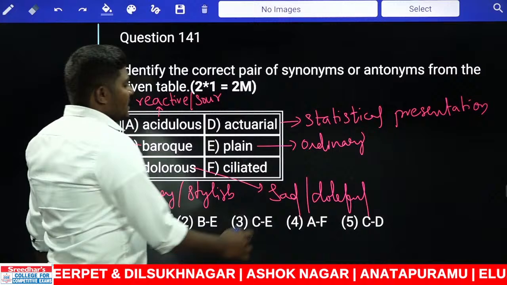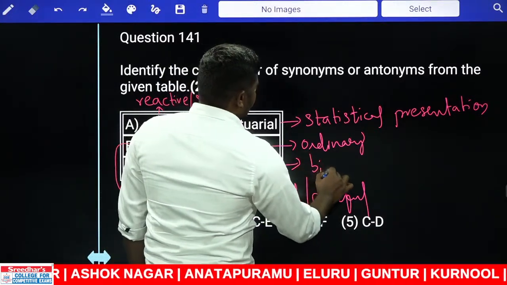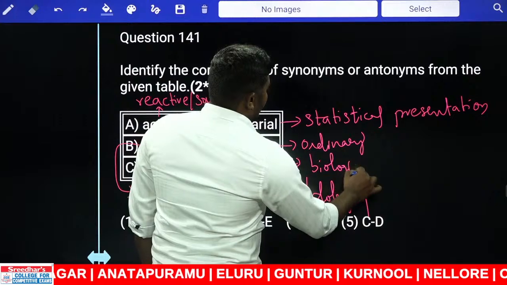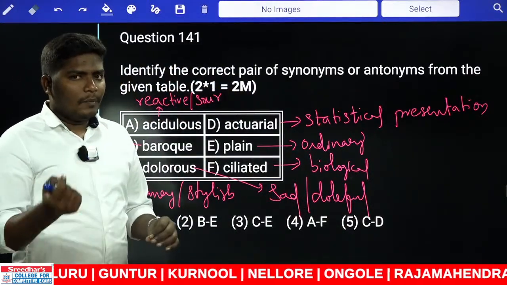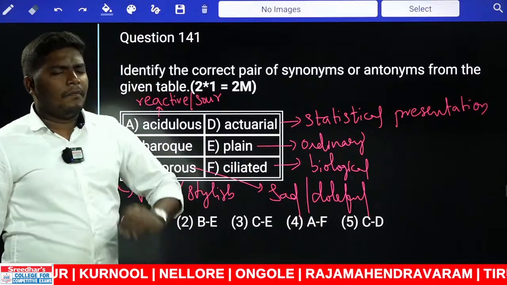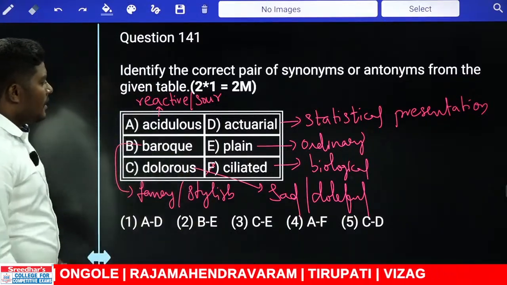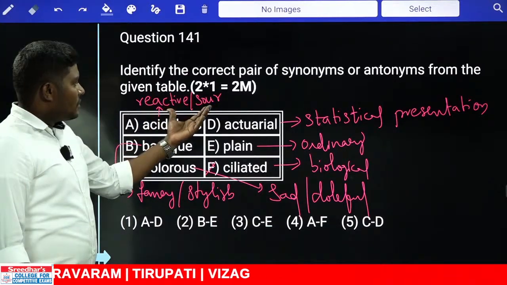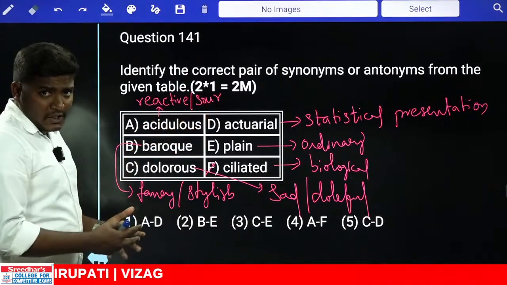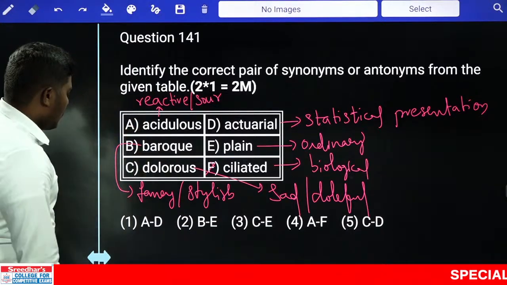Next one, ciliated. It is actually a biological word. It is a medicine word actually. It speaks about the parts of human anatomy which are very, very small. Okay. It doesn't correlate with any options obviously. Now pick any synonyms or antonyms out of this. See, acidulous, that is very sour, very reactive. It can also be used in the scientific case. That doesn't correlate with anything.